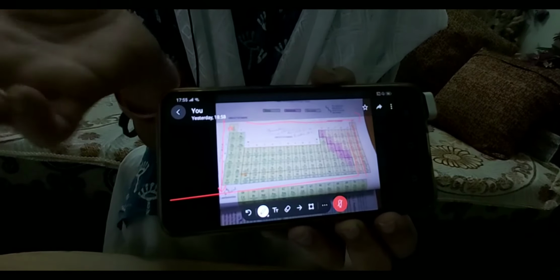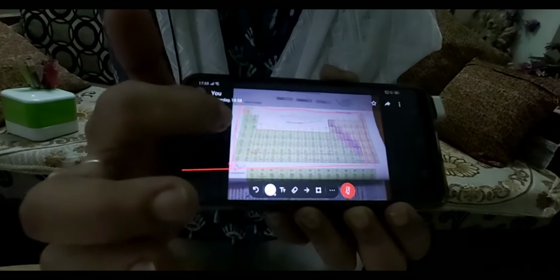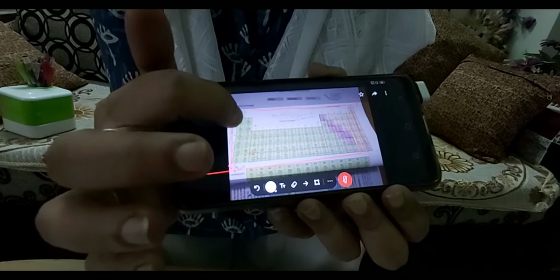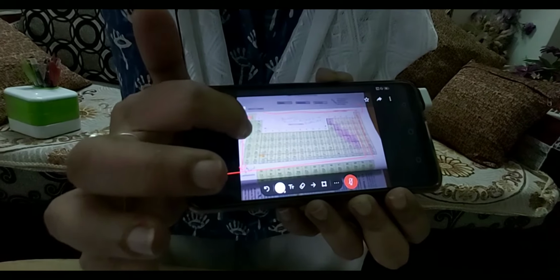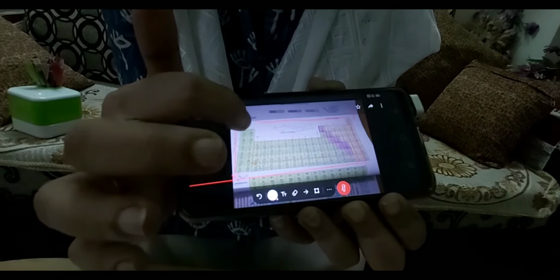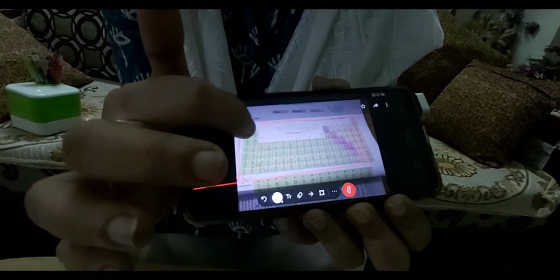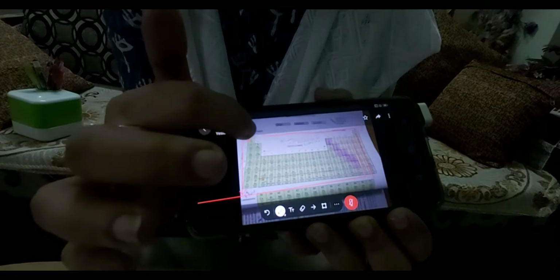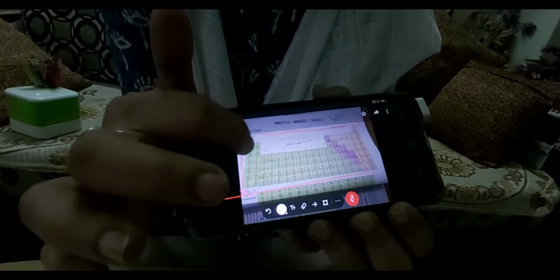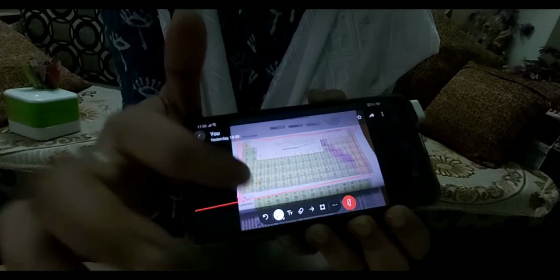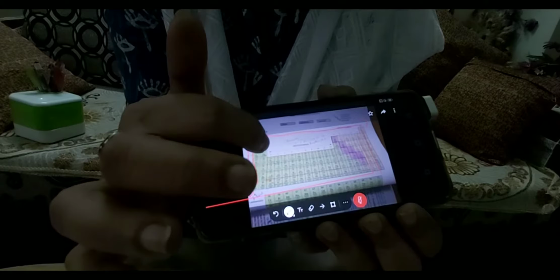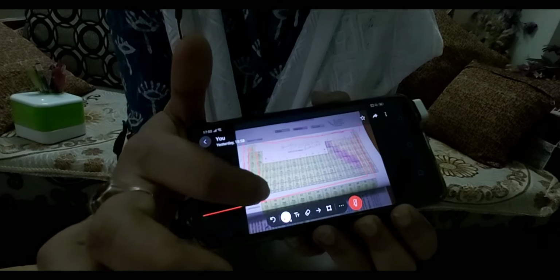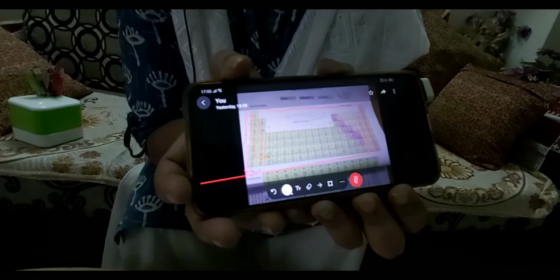Now, I'll come to the left side of the periodic table. Are you able to see? We have lithium, sodium, potassium here. We are able to see beryllium, magnesium, calcium here. These are called the first group elements. These are called the second group elements.